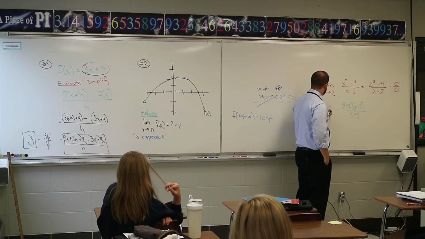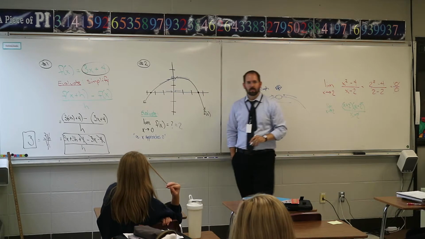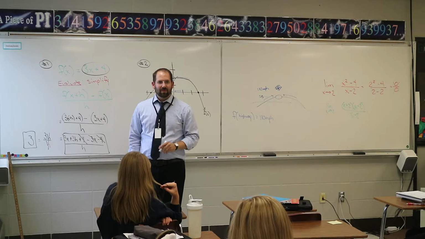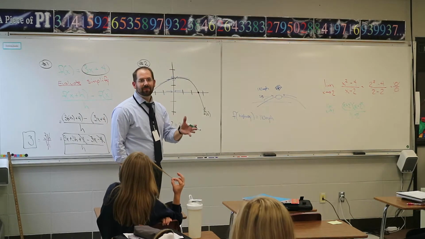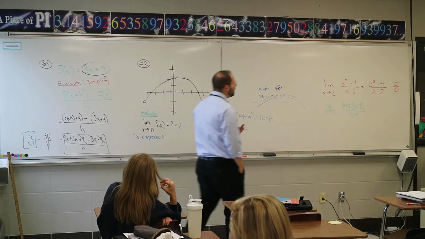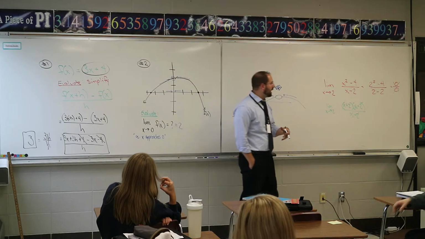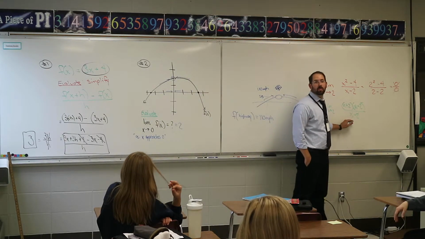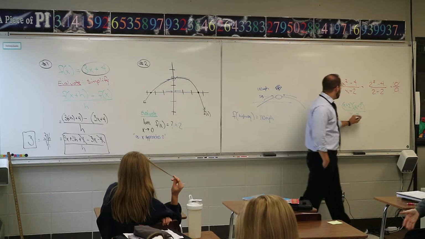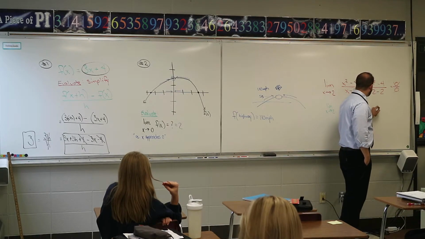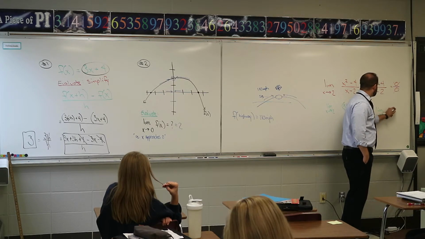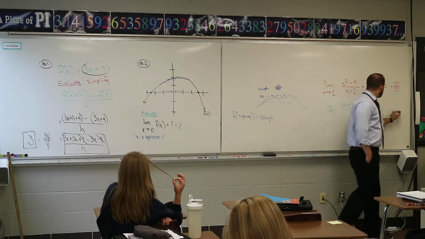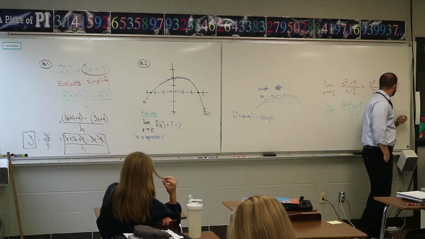Why is it 4? Because if you plug in 2, you get rid of the x minus 2. By the way, this is called a removable discontinuity. And when I get rid of it, what I'm left with is this line. And what you're supposed to do is plug in the 2. 2 plus 2 is 4.